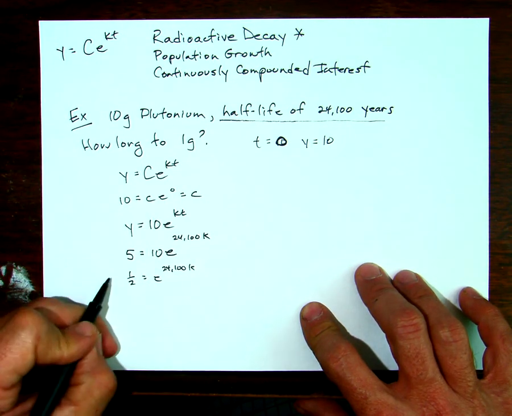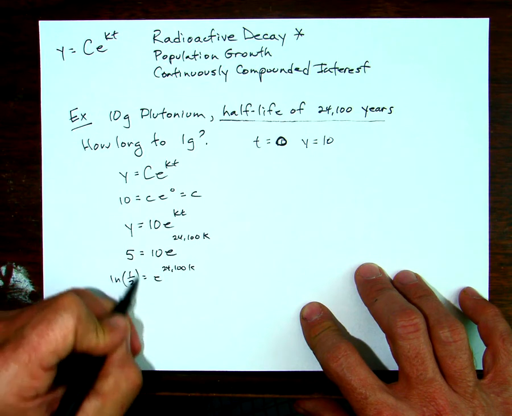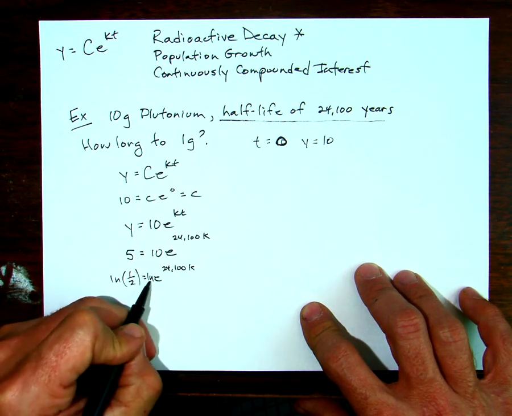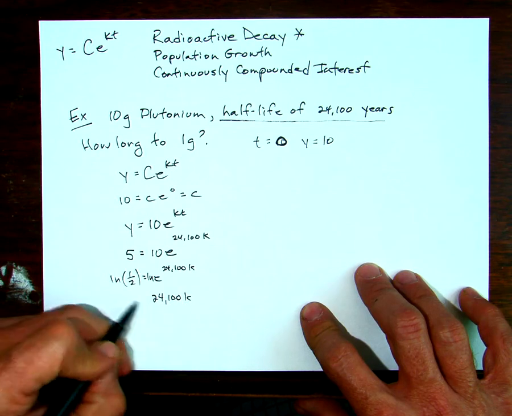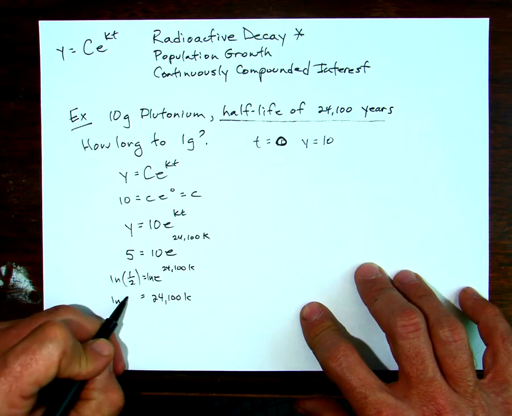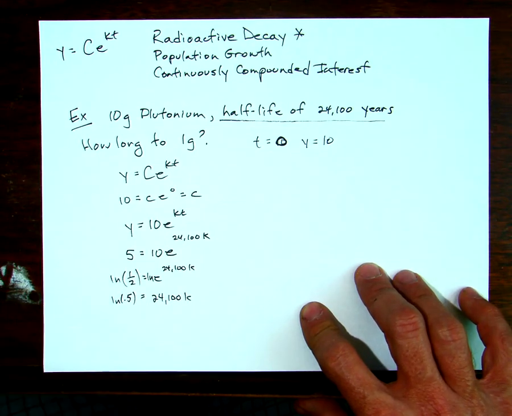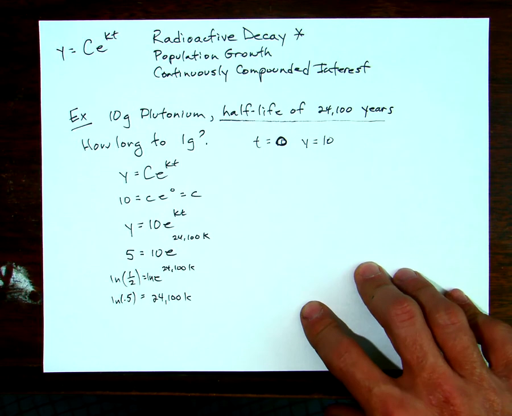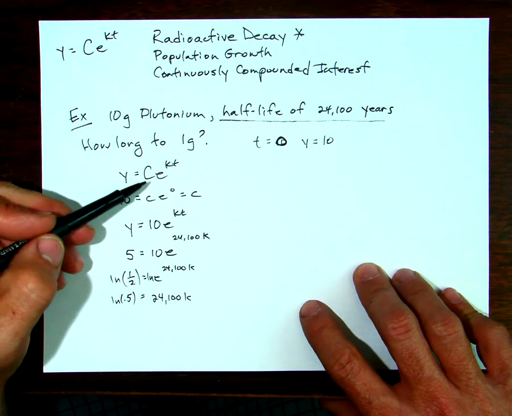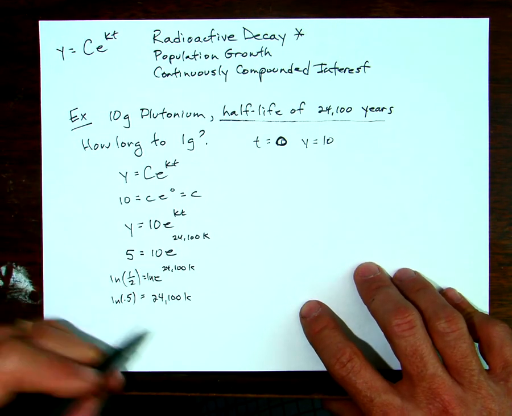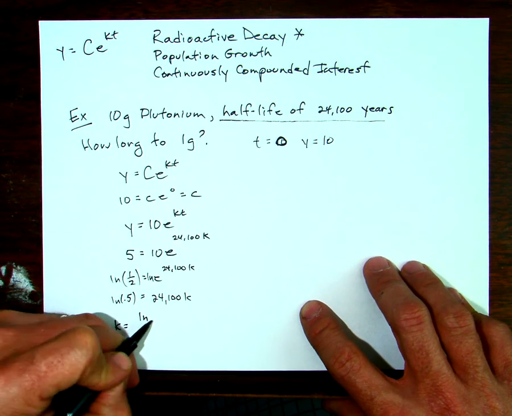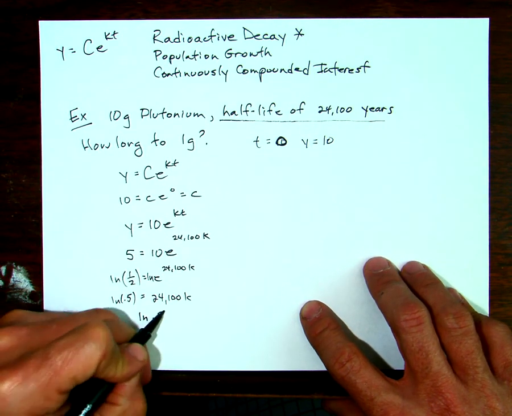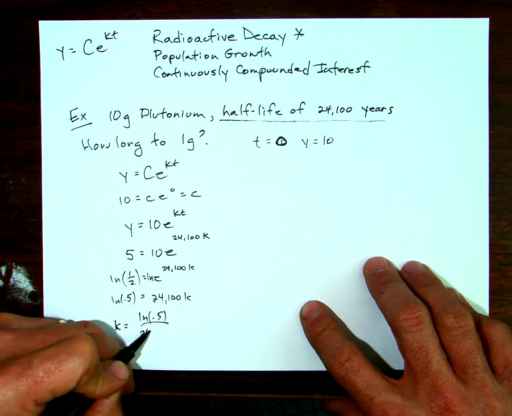I'm going to take the natural log of both sides. Because the natural log of e to something is just the something, I've got 24,100 k equals the natural log of 0.5, and that is negative, which is how it should be. If this is going to decay, k has to be negative. Then we divide through by 24,100, so k equals the natural log of 0.5 divided by 24,100.